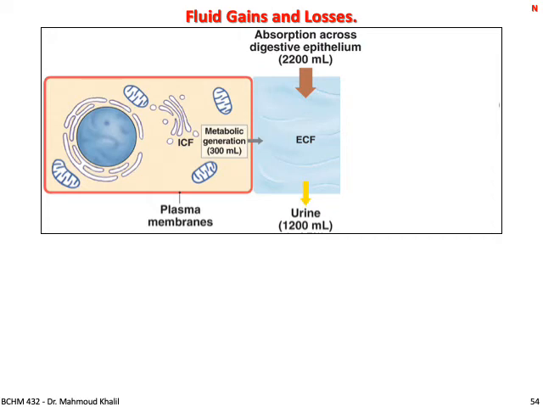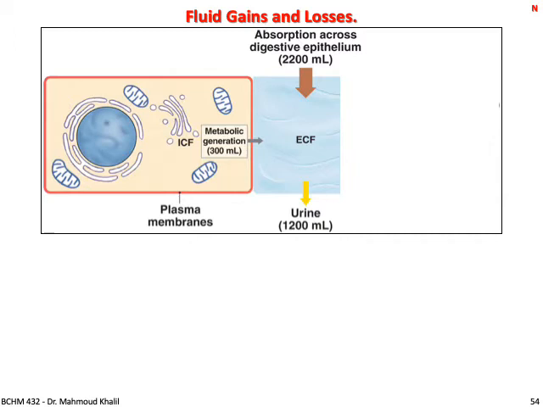Hello, we'll continue our lecture about how fluids are gained and lost inside your body. The ECF collects around 2200 ml from its components through absorption through the digestive epithelium. Another 300 ml come from the metabolic activities inside the cell.